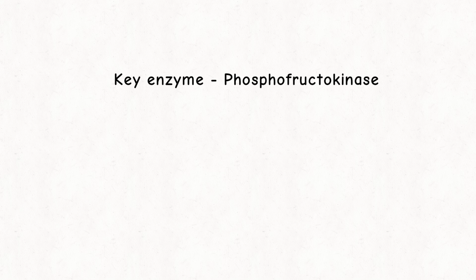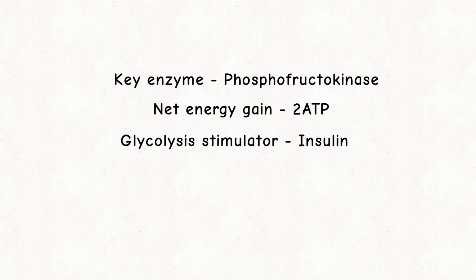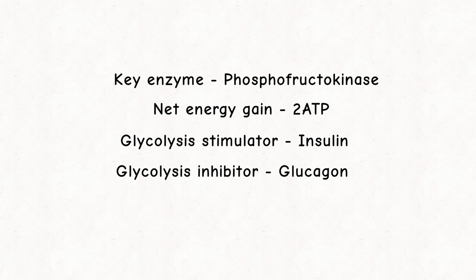Let's discuss the important things which make up glycolysis. Phosphofructokinase is the key or rate-regulating enzyme. The net gain of energy is 2 ADP molecules. The hormone insulin will stimulate glycolysis, but the hormone glucagon will inhibit this process.